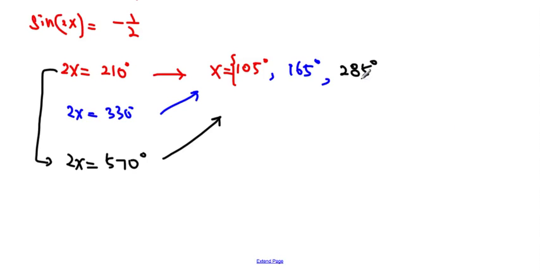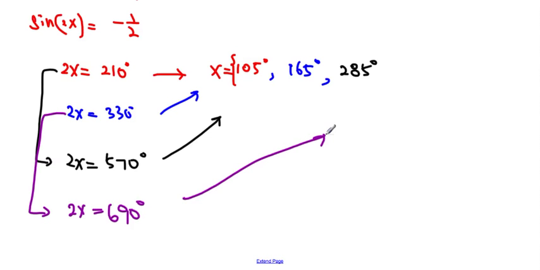Alright, we're not done yet. Yes, we have one more. What if 330, after circling around one time already, so adding 360, gives us 690? Then half of 690 becomes 345 degrees, and that becomes our answer.